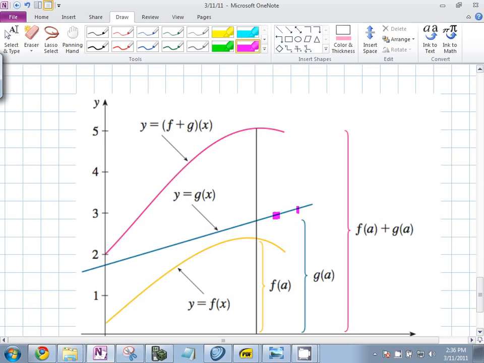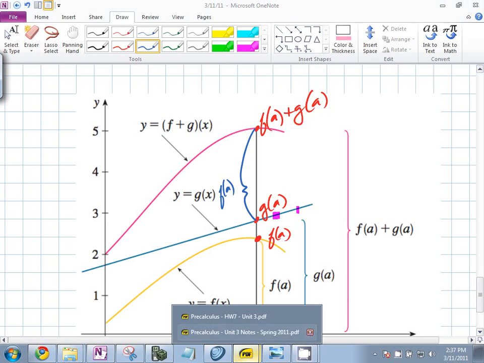From here to here, the height right there, that's f of a. The height right there is g of a, right? What's the height right here? F of a plus g of a. And then for the bonus question, what's this distance right there? Yes, because you're adding f of a to g of a. Good. Nice. There you go. You got it.